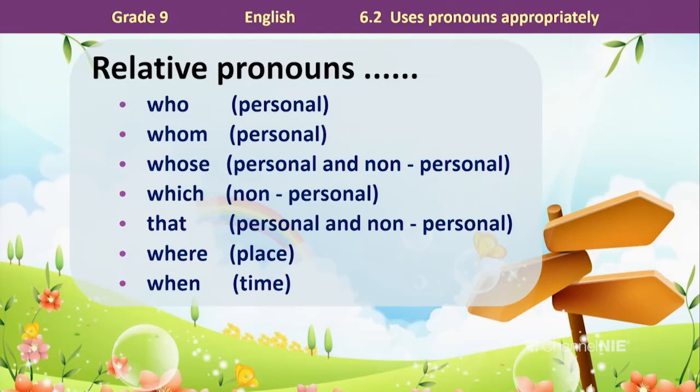Yes, that's right. So, the relative pronoun who is to talk about people. Whom is also to talk about people. That is why we have written personal for who and personal for whom. Then we have whose to talk about personal, people, and non-personal, the things, right? Which is also to talk about things. The relative pronoun that can be used for things and people. That is why you see personal and non-personal here. Where and when are to talk about place and time.